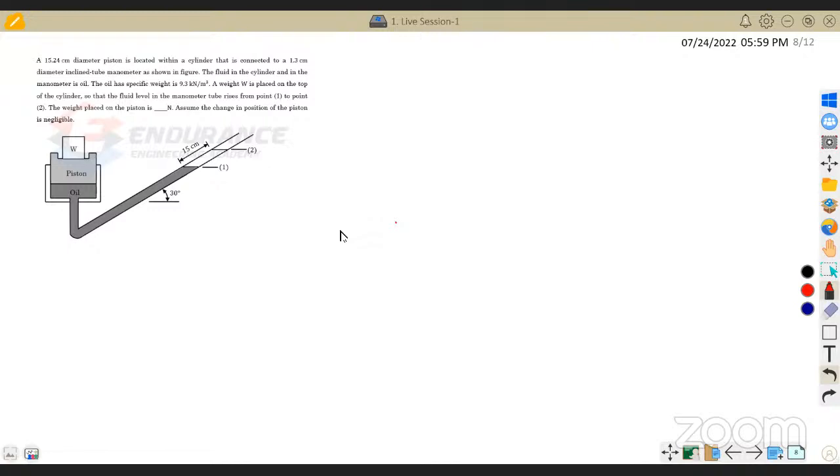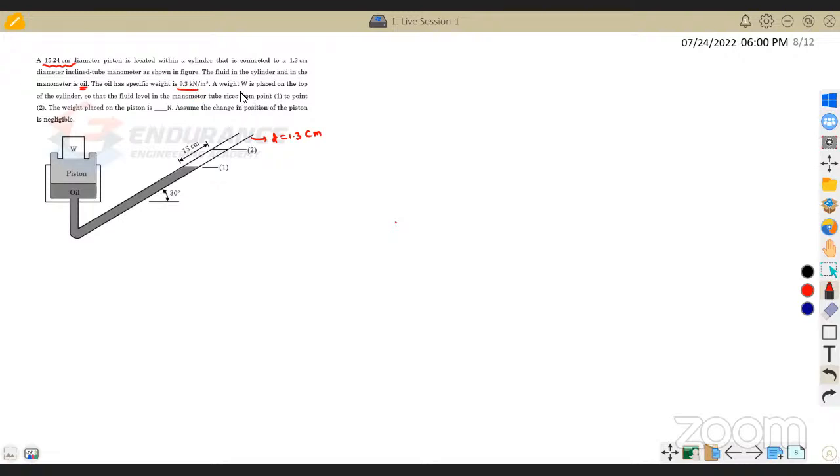A 15.24 centimeter diameter piston is located within a cylinder that is connected to a 1.3 centimeter diameter inclined tube manometer. So this has an inclined manometer with a diameter of 1.3, and the piston diameter is given as 15.24. The fluid in the cylinder and the manometer is simply an oil, and they have given the oil specific weight as 9.3.